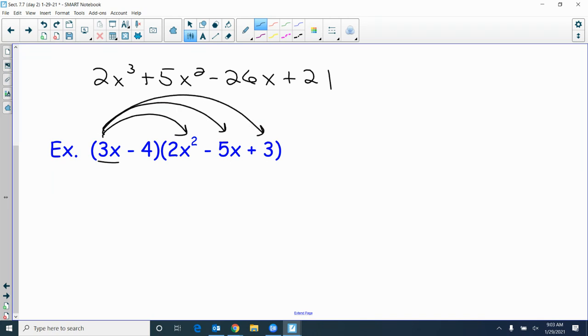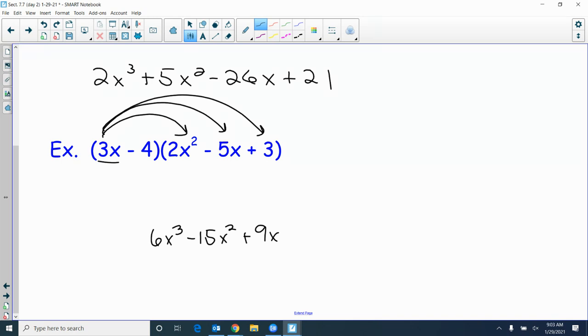So when you take 3x times 2x squared, that's 6x cubed. 3x times negative 5x is minus 15x squared. And 3x times positive 3 is plus 9x. So for this, it should go x cubed, x squared, x. Okay, make sure your exponents match up. X cubed, x squared, x.